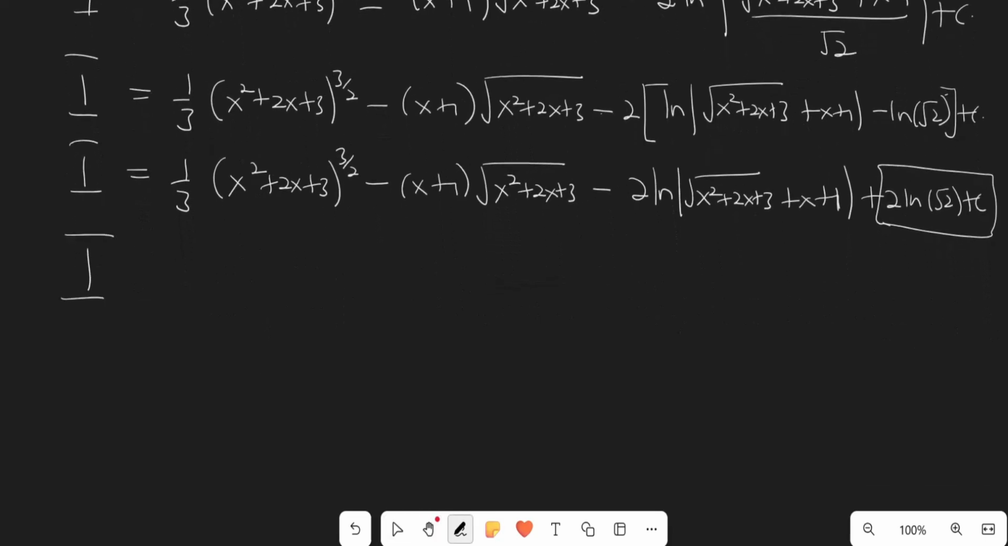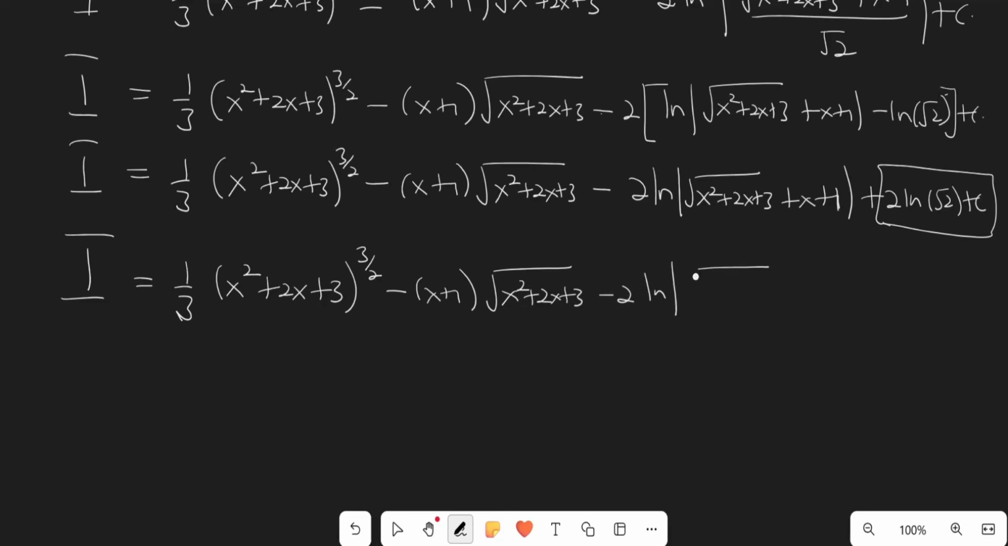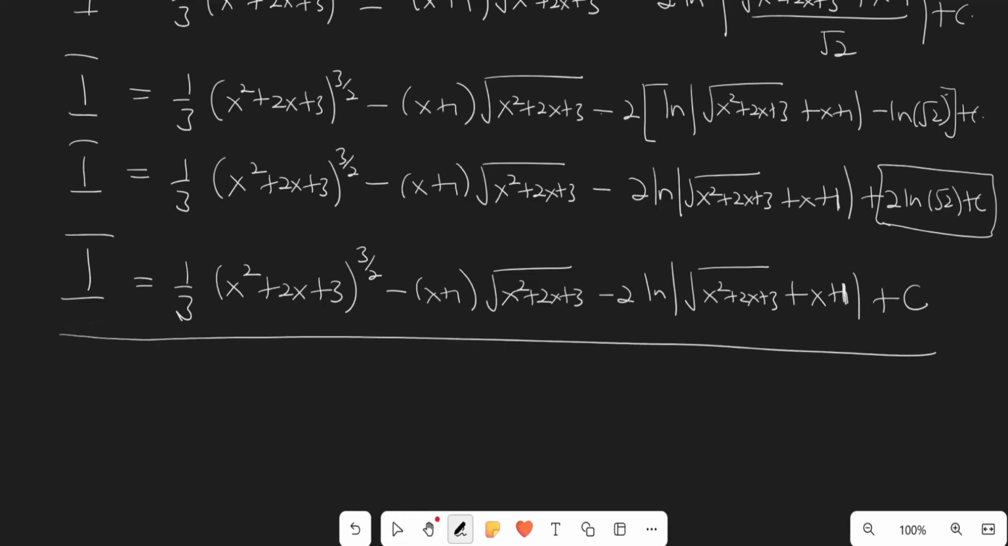So finally we have I equal to 1/3 (x squared plus 2x plus 3) raised to the power 3 over 2 minus (x plus 1) times the square root of x squared plus 2x plus 3 minus 2 ln of the absolute value of the square root of x squared plus 2x plus 3 plus x plus 1, plus a bigger constant or another constant of integration. So this one is the answer to our integral.